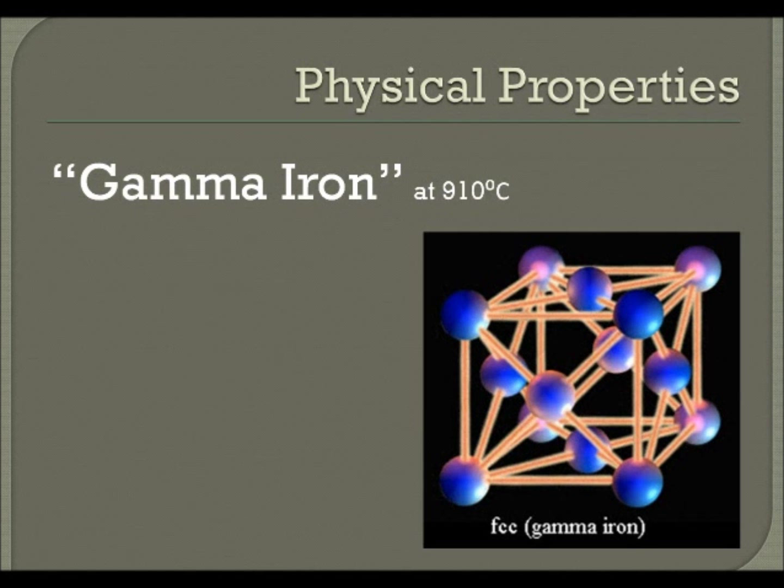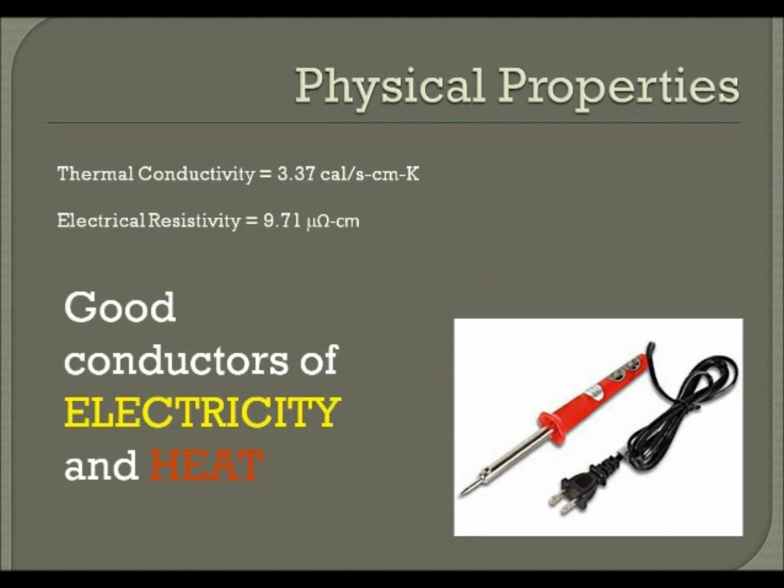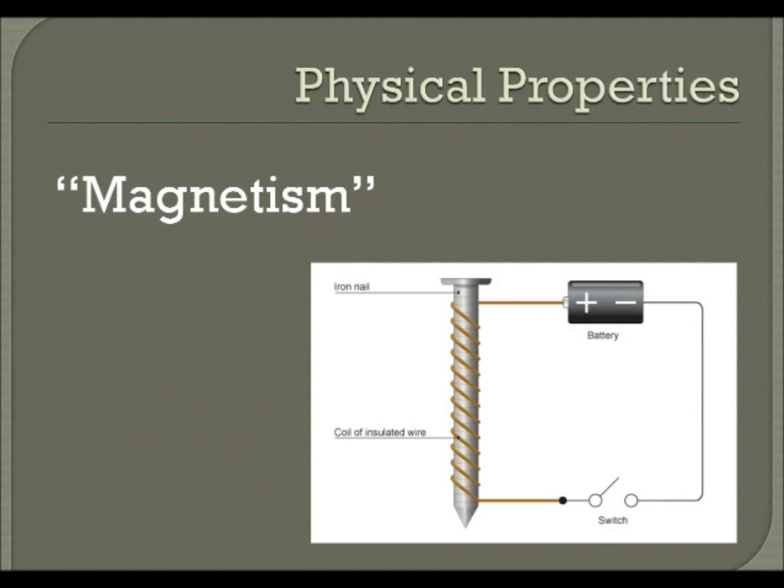The thermal conductivity of iron is 3.37 calories per second per centimeter Kelvin, while its electrical resistivity is 9.71 microohm centimeters. This means that iron metals are very good conductors of electricity and heat. By using an electric current, iron can also be induced to produce a magnetic field.